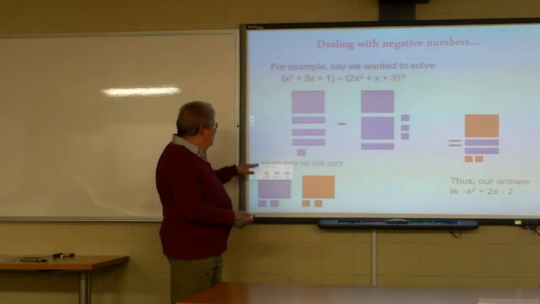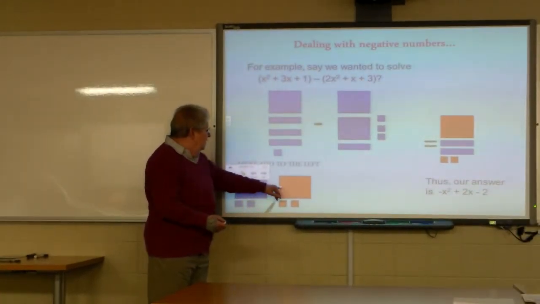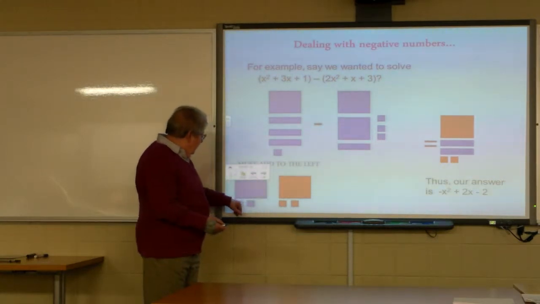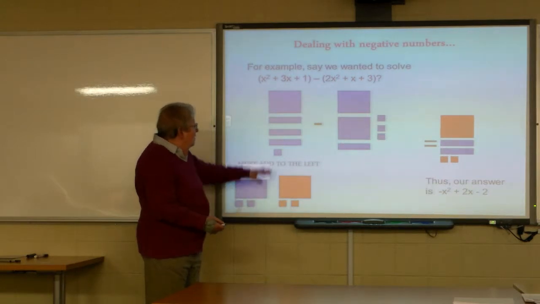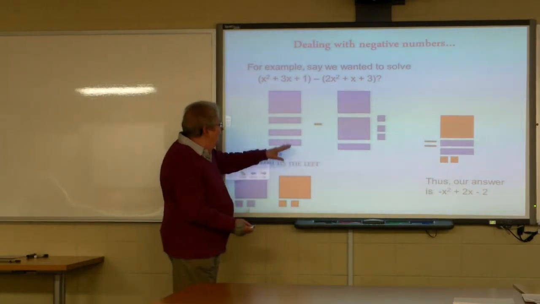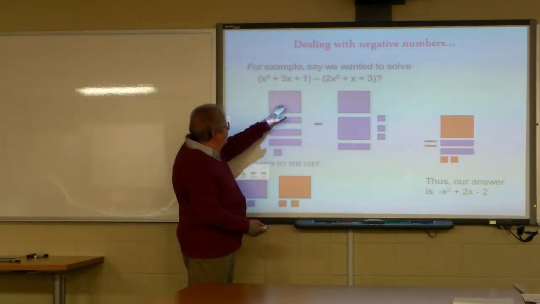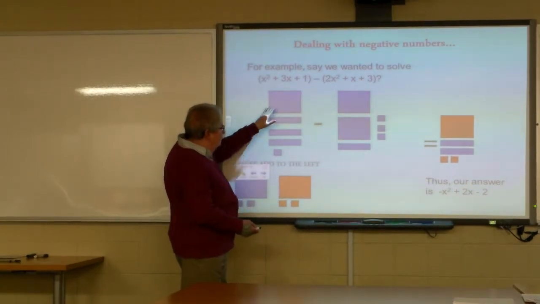Okay, so what we're going to do is add a positive x squared and a negative x squared, and 2 positive units and 2 negative units. And we add them to the left. So then what that allows us to do is subtract off 2 positive x squared. So we have a positive x squared and a positive x squared, so we can cross off those 2.